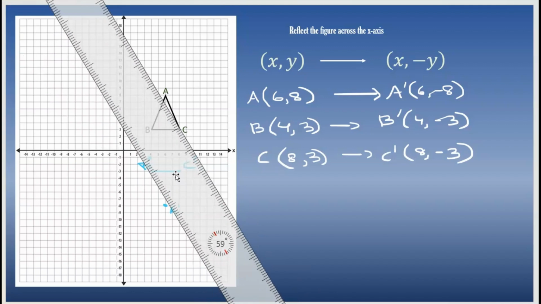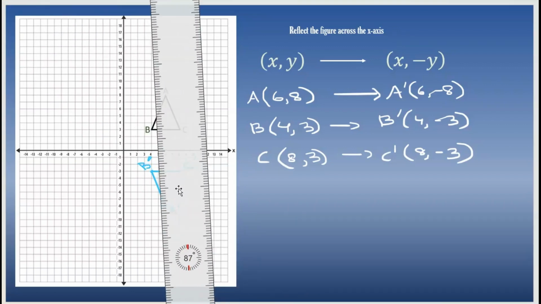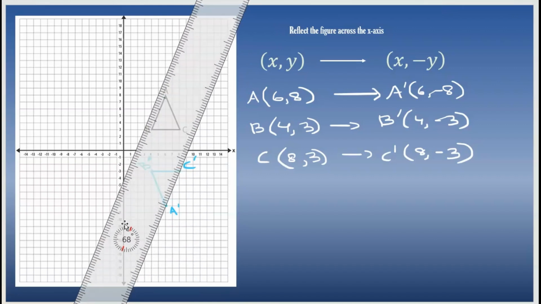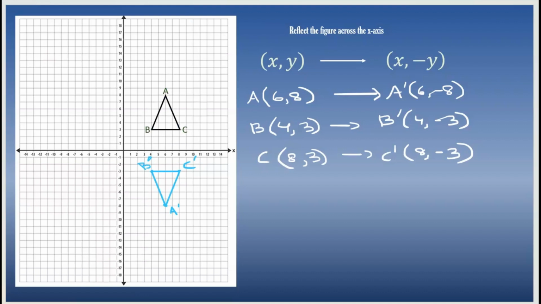This is taking a lot of time. I'll fast forward this part. So now after I graphed it, this is what it looks like. Pre-image ABC reflects into image ABC. So that was one problem.